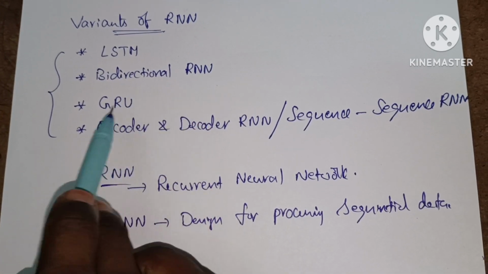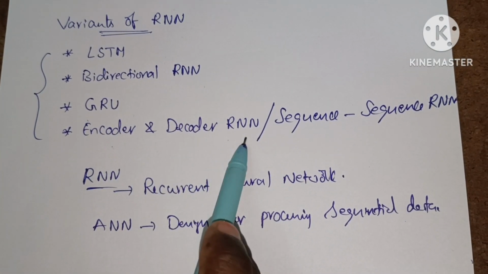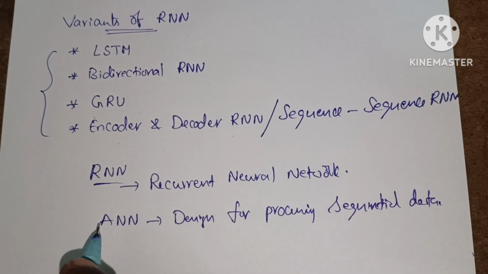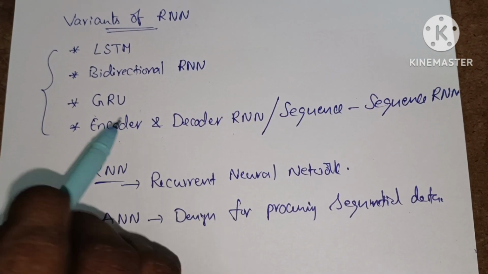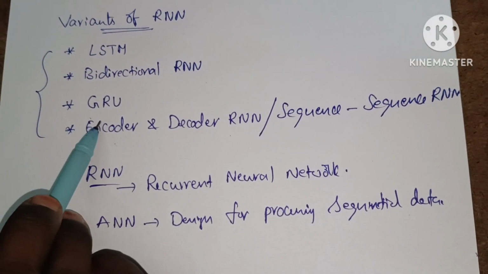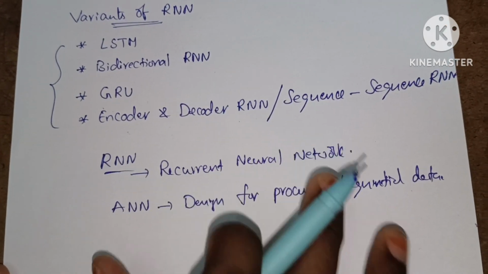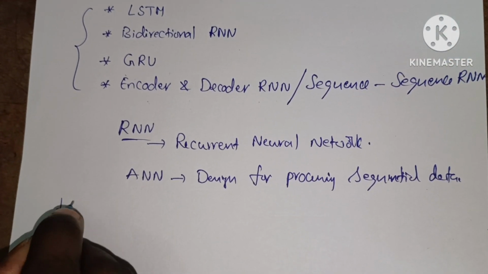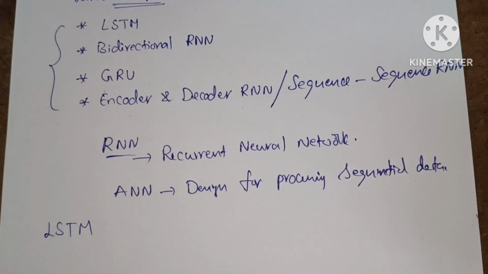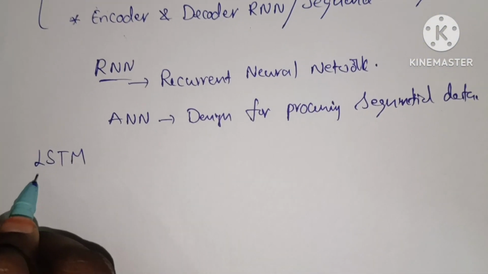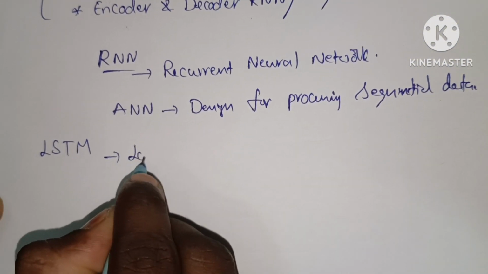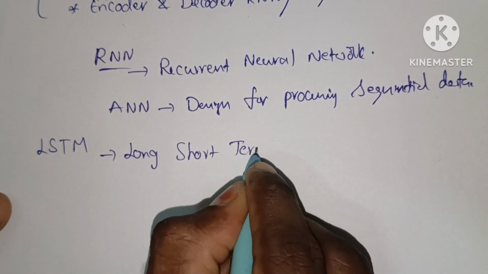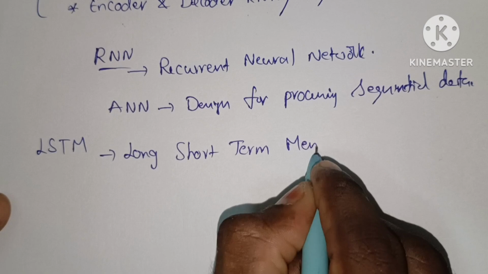LSTM, bidirectional RNN, GRU, encoder and decoder RNN, or sequence to sequence RNN. So here we are mainly focused on the different variants of RNN with a simple definition and simple architecture diagrams. Okay. But coming to LSTM, this stands for long short term memory.